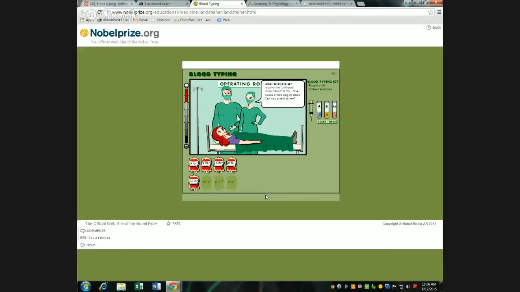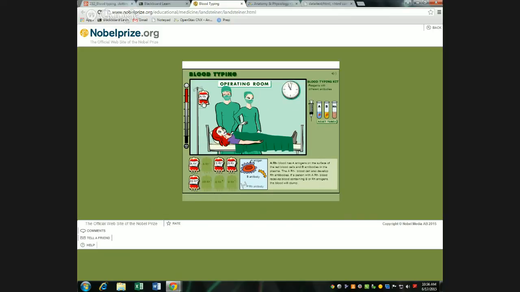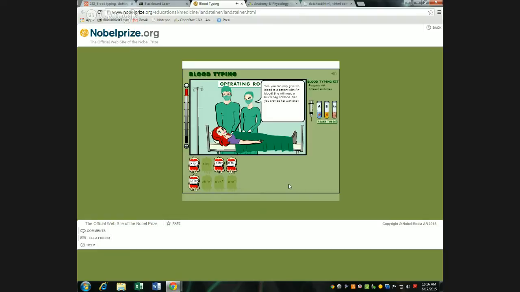We've used up the O and the AB negative. She's negative, so we have to give her negative. We have to give her a negative. If we give her a positive, she's going to vibrate again. Okay. So that worked. But we still need to give her more. So what else can we give her?